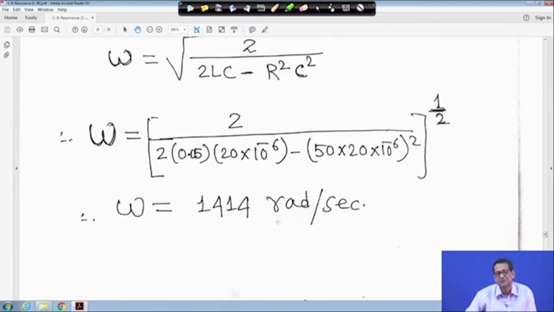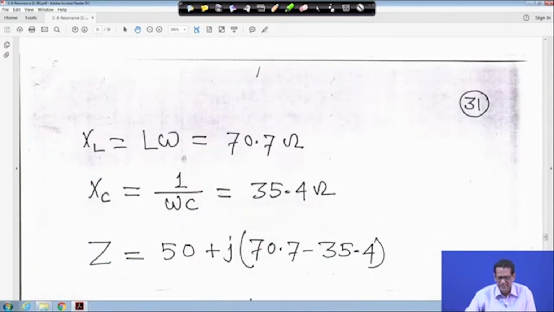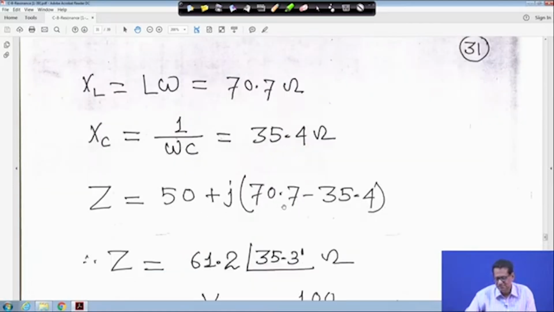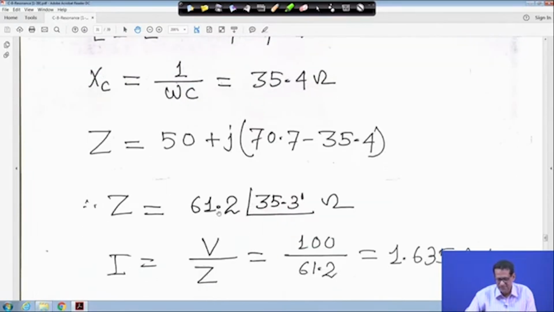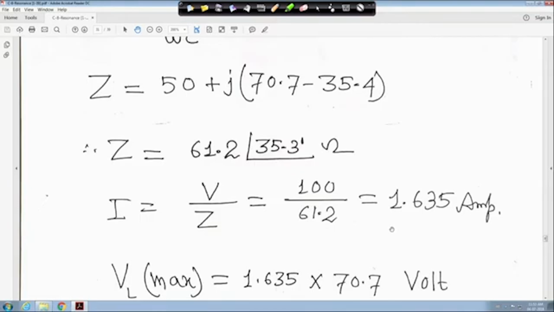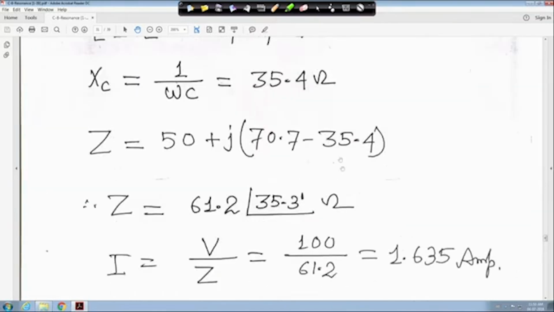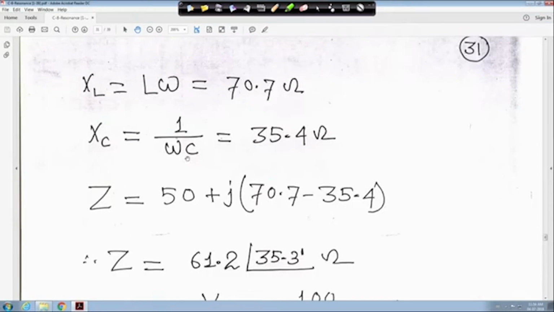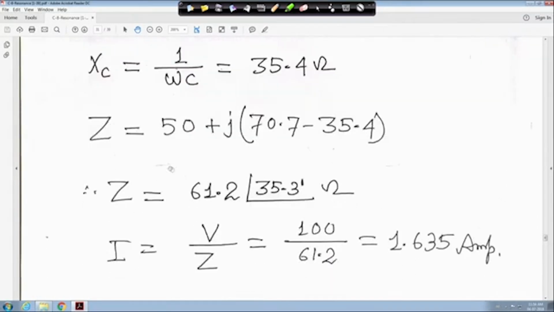When you take dVL upon d omega equal to 0, this is the answer for which the voltage across the inductor will be maximum. So XL is equal to L omega, 70.7 ohm, and XC is equal to 1 upon omega C, 35.4 ohm. Please calculate all these things. Z will then be R plus j(XL minus XC), which is 61.2 angle 35.3 degree ohm. Therefore I is equal to V by Z, the magnitude is 100 upon 61.2, so 1.635 ampere. Please calculate all these things; I have directly substituted after getting omega.